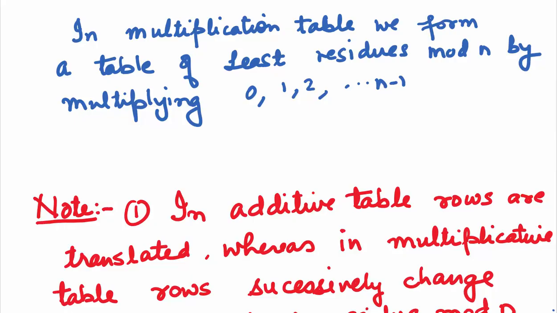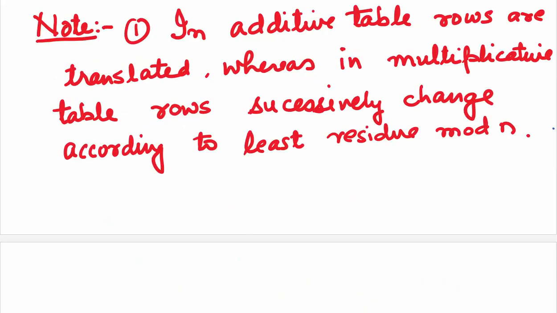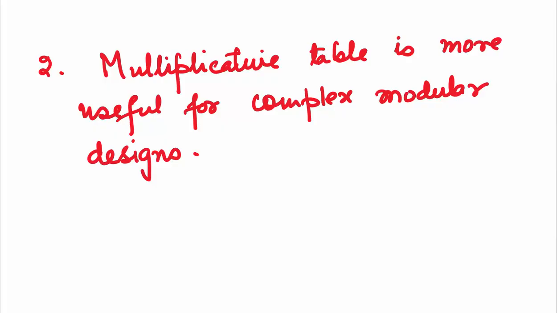Now coming to the multiplicative table. In a multiplicative table, instead of adding the least residues, we multiply them. Remember, in additive table, rows were translated, whereas in multiplicative tables, rows are successively changed according to the least residue modulus n. Multiplicative tables are more useful for complex modular designs.